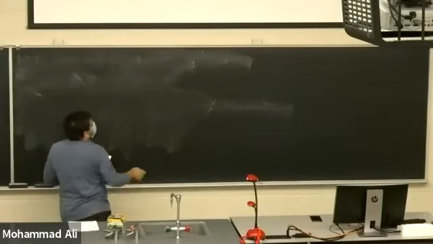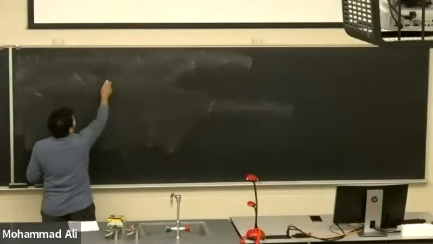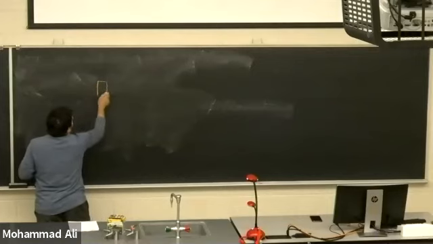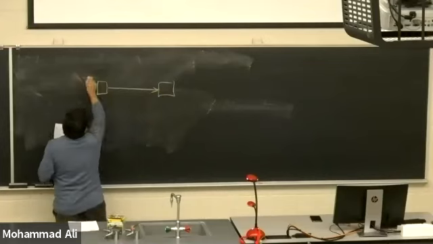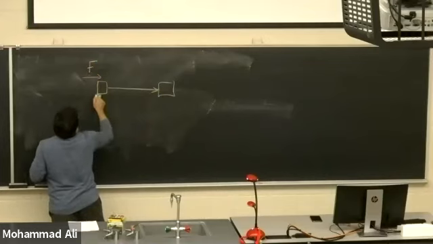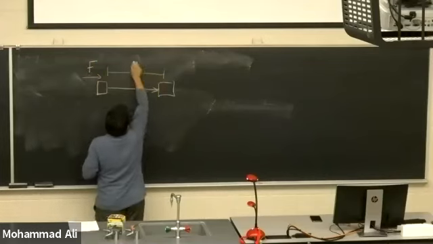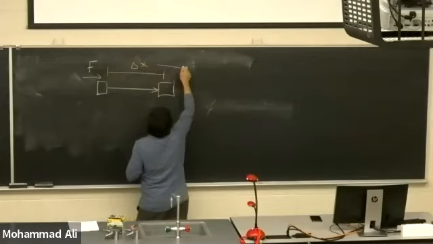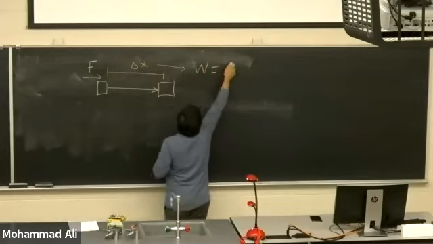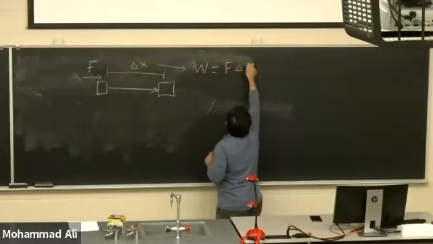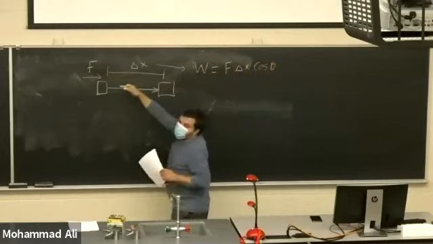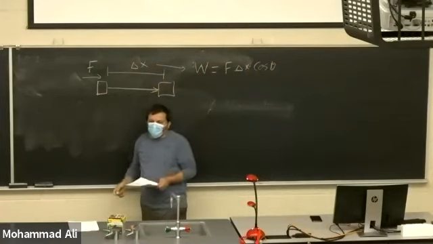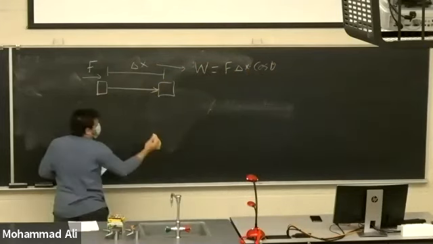If we have a motion, and this motion is linear, we have a force, and we have a distance, which is delta x. We know that the work is F delta x cosine theta. And theta in this case is 0, and cosine 0 is 1. We know that.